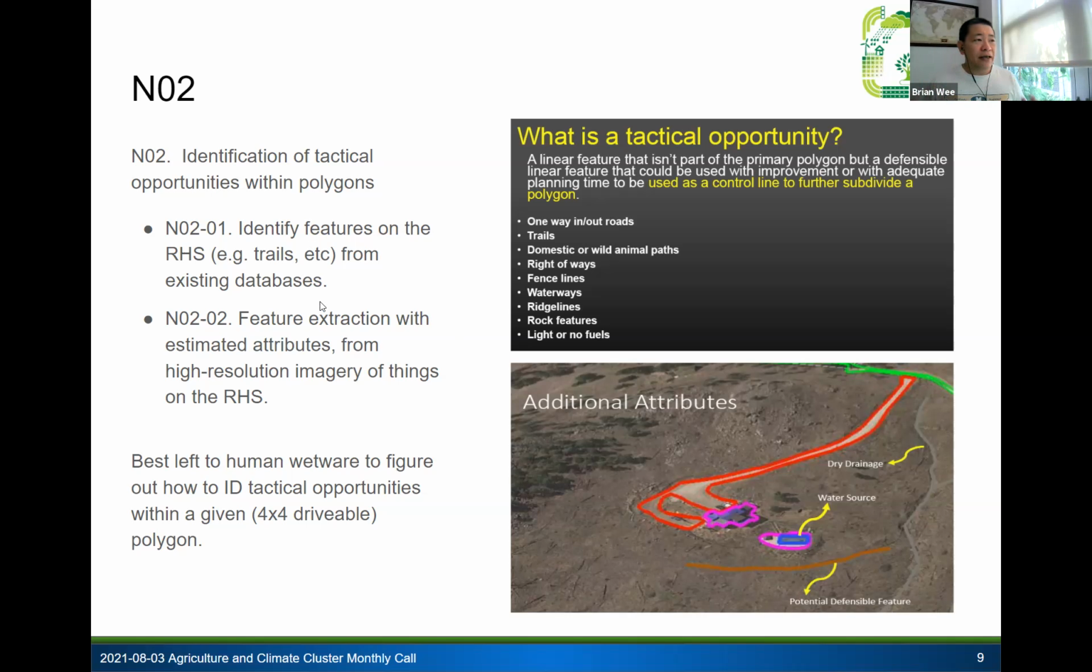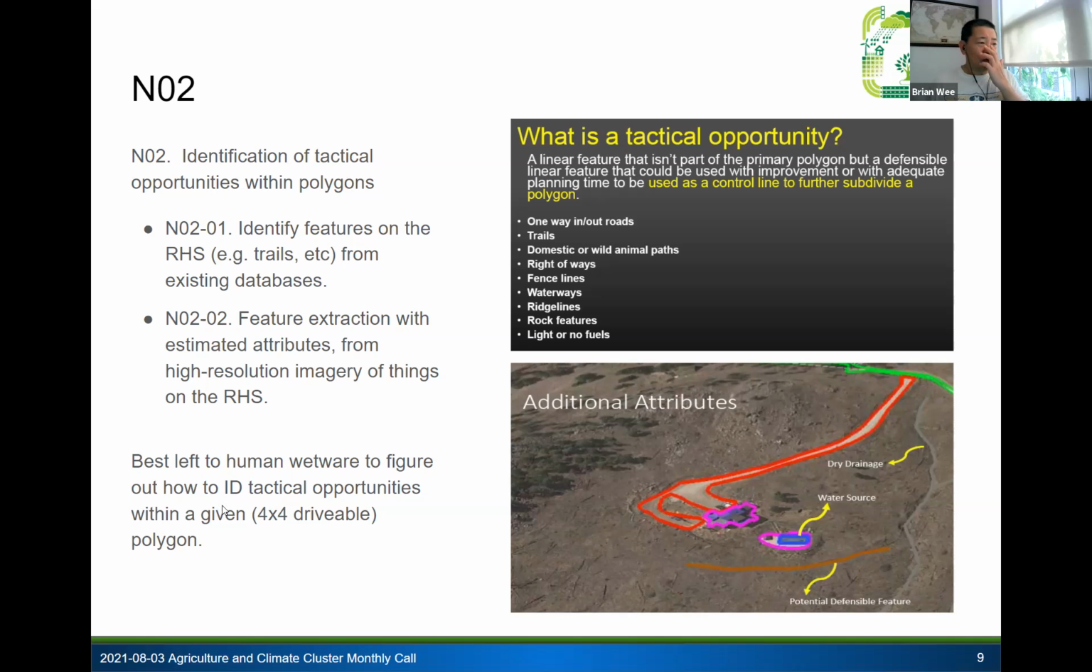But again, like with the previous slide where we talked about dirt roads, which are not in existing databases, this becomes an image analysis feature extraction problem, where you're trying to use a variety of methods, AI or not, machine learning or not, to identify features on the landscape that can be part of a technical opportunity.